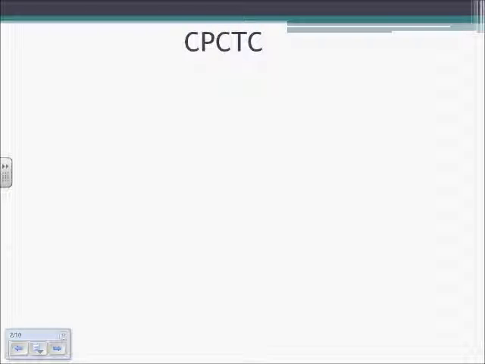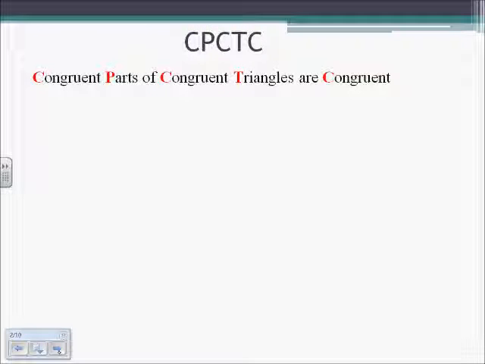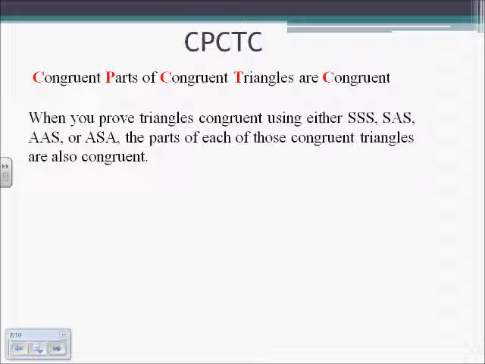The title CPCTC kind of explains it all. Congruent parts of congruent triangles are congruent. Notice the red letters are the abbreviation CPCTC. When you prove triangles congruent using either SSS, SAS, AAS, or ASA, the parts of each of those congruent triangles are also congruent. So if you have two triangles that are congruent, we know that all the other parts of those triangles are also congruent.